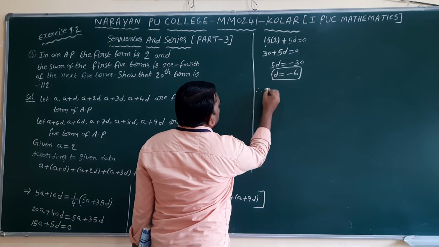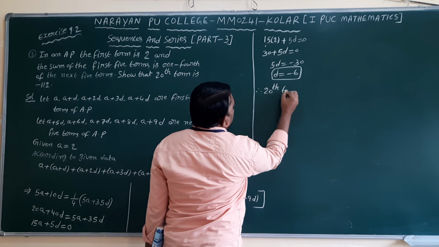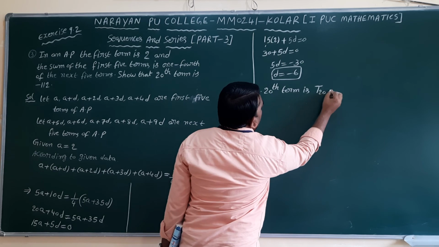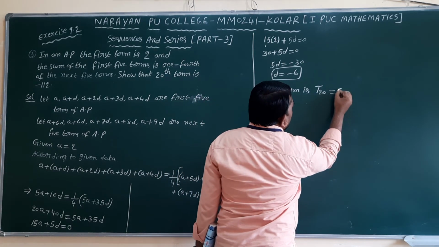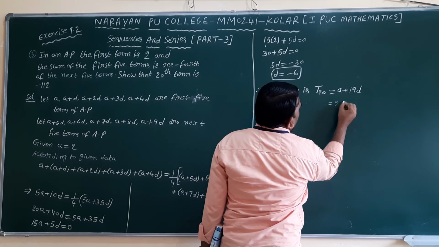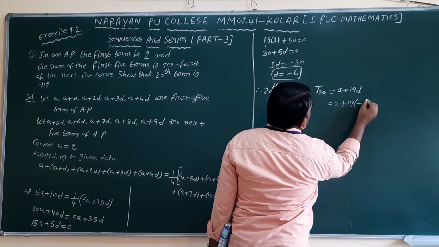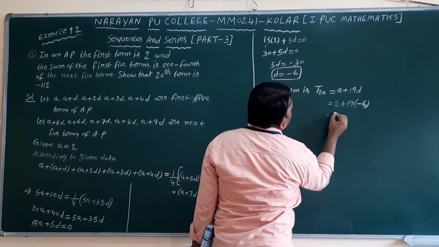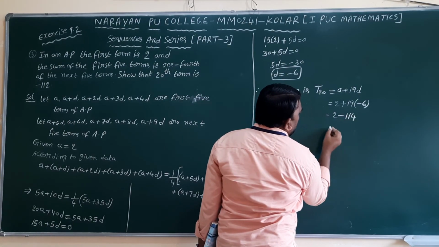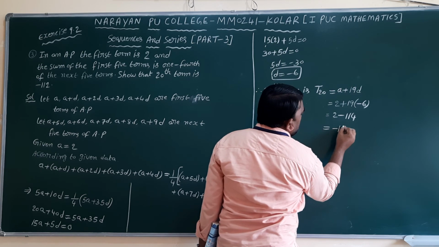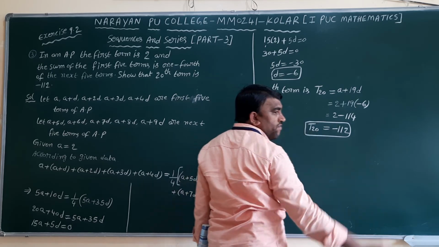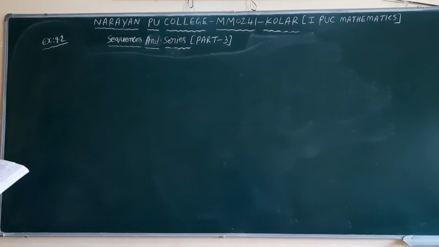Therefore, the 20th term is T20. The formula Tn is a plus n minus 1 into d. So a plus 20 minus 1, 19d. A value 2 plus 19 into d value minus 6. So plus into minus is minus, 19 times 6 is 114. 2 minus 114 is minus 112. This is the T20 value. He is asking for the 20th term of that AP. Next problem.